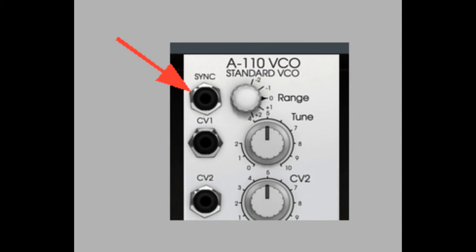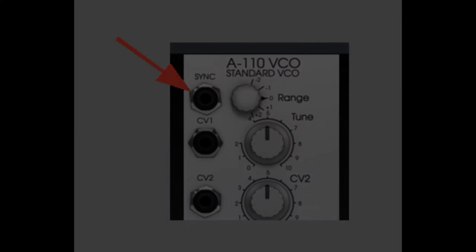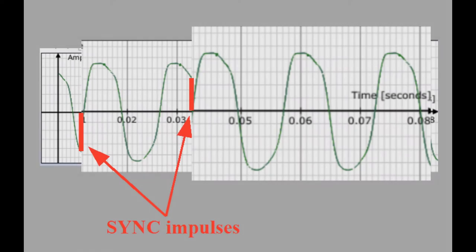Okay, let's talk about sync, also called hard sync. Feeding a signal with a steep upward flank in the sync jack of the oscillator resets the oscillator. Every incoming flank or pulse or trigger forces the oscillator to begin its cycle anew, no matter where in the cycle it actually is. In more professional words, no matter what the actual phase of the oscillator's cycle is, every sync impulse causes a reset to phase zero.